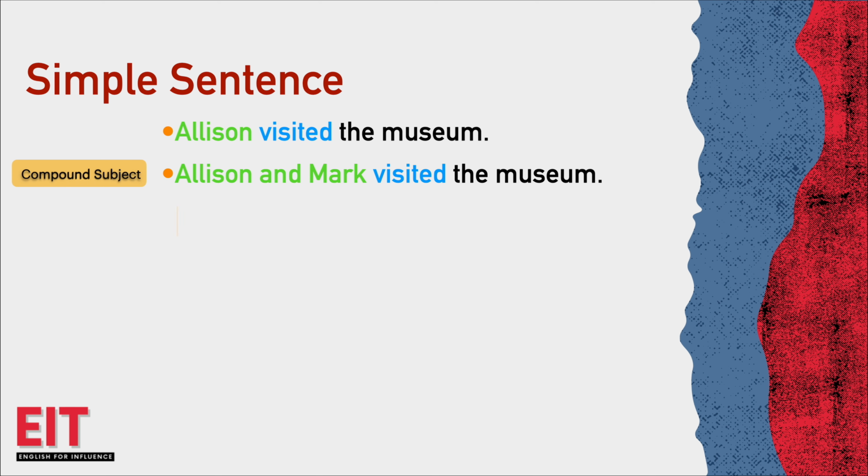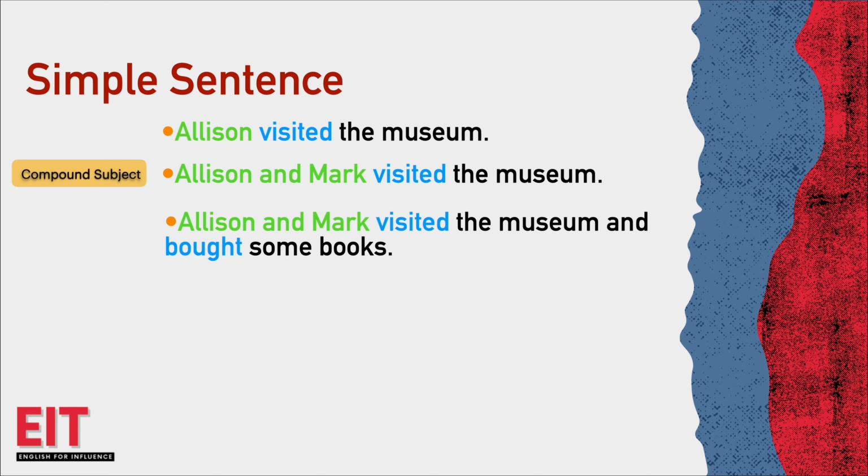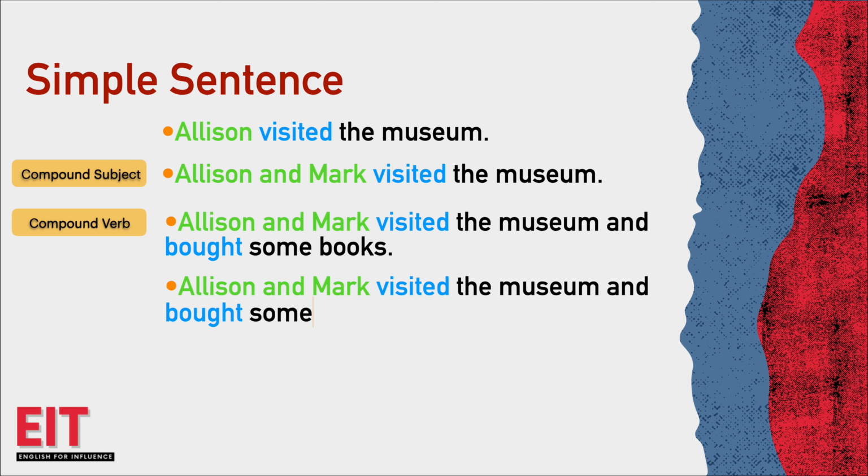And I can also make it a compound verb. So visited and bought. So you have a compound subject and you also have a compound verb. But you can see that we only have one set of subject and one set of verbs, which still makes it a simple sentence.